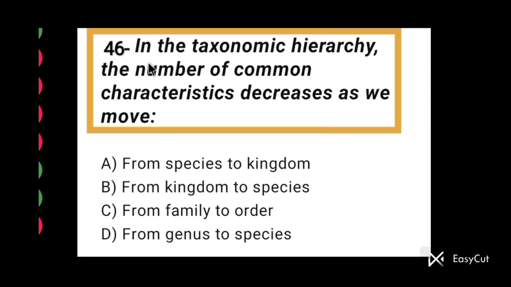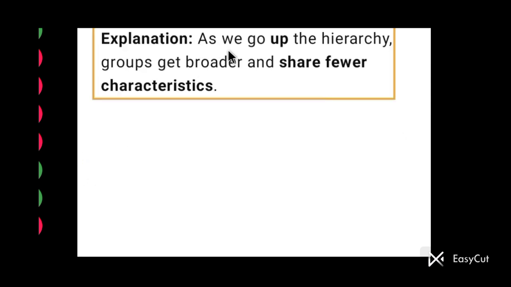Question number 46. In the taxonomic hierarchy, the number of common characteristics decreases as we move from species to kingdom. Option A is correct here. As we go up, the hierarchy groups get broader and share fewer characteristics.